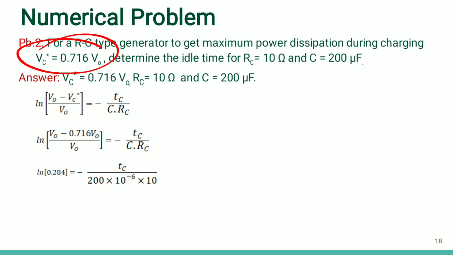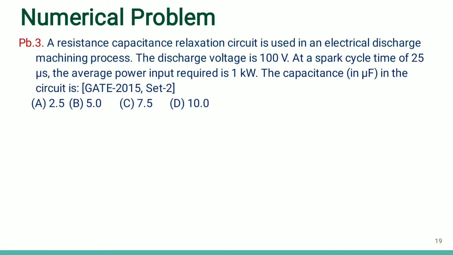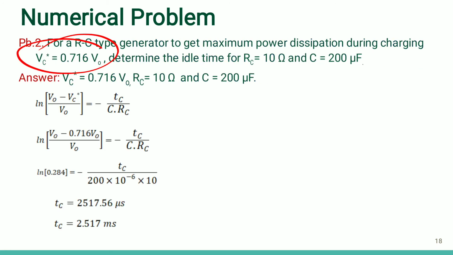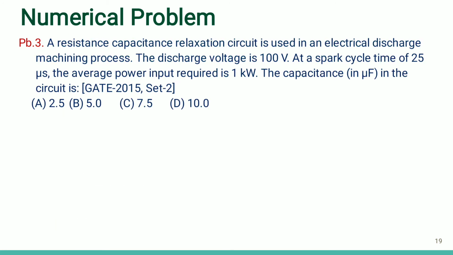Okay, when you calculate it, you will get the value 2517.56 microsecond. When you convert it into millisecond, it will give you 2.517 millisecond. Okay, so this is the value of, sorry, TC. Next is a problem that has been asked previously in GATE 2015, set 2.